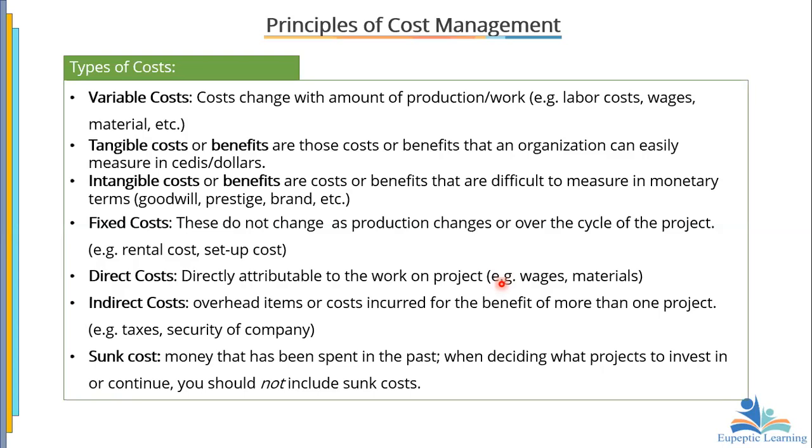These are direct costs. So it can be a direct cost, but it may be a variable cost at the same time, like wages and materials. Okay. Then indirect costs are costs that are not actually associated with the project, but things around the project. So overhead items or costs incurred for the benefit of more than one project.